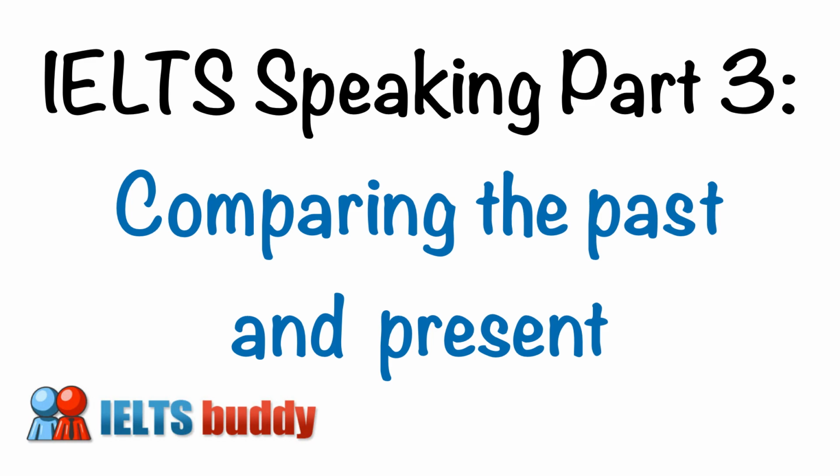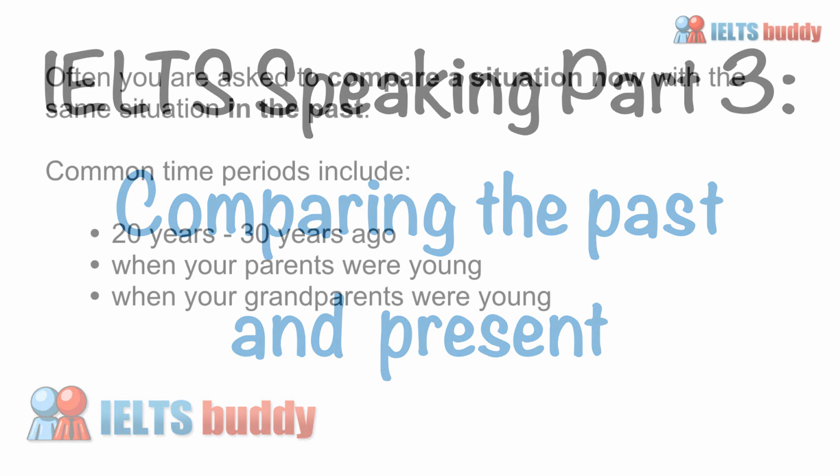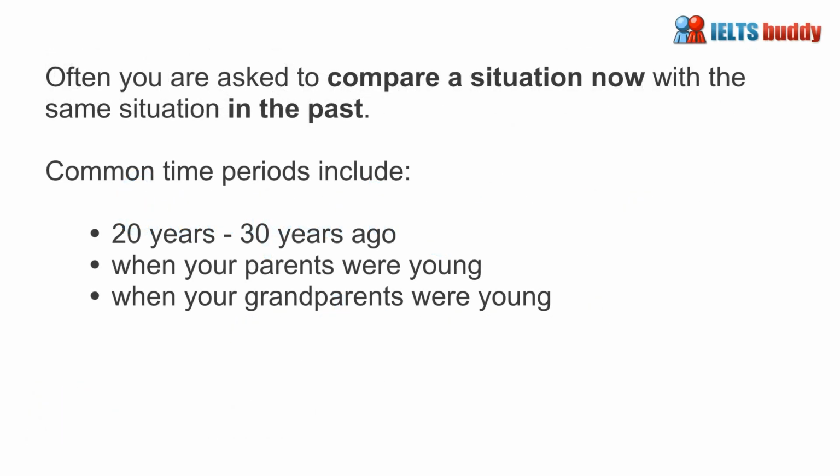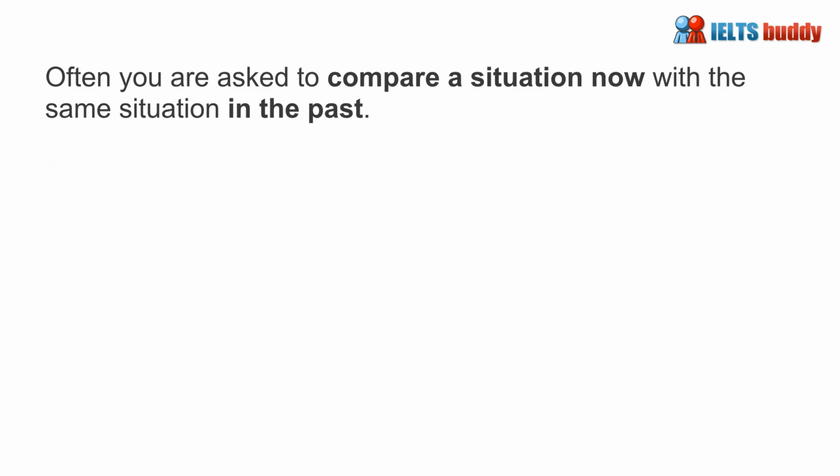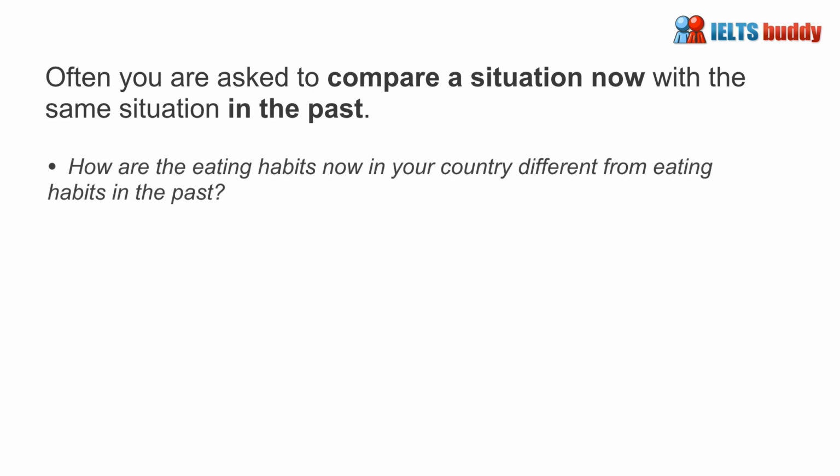This lesson is about IELTS Speaking Part 3 and comparing the past and the present. So we can look at some useful language for doing this. Often you're asked to compare a situation now with the same situation in the past. Common time periods might include 20 to 30 years ago, when your parents were young or when your grandparents were young. So we'll look at some examples of the kind of questions you can get.